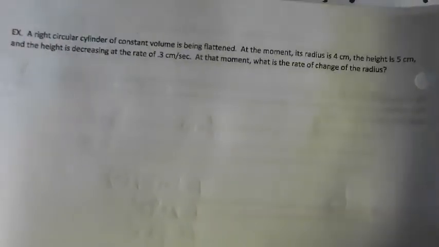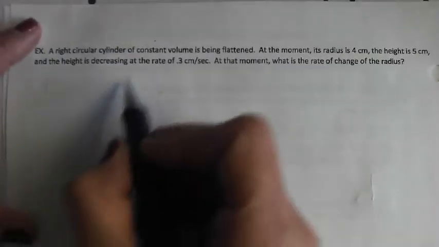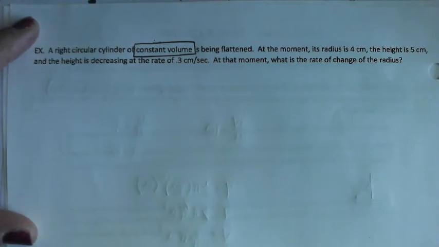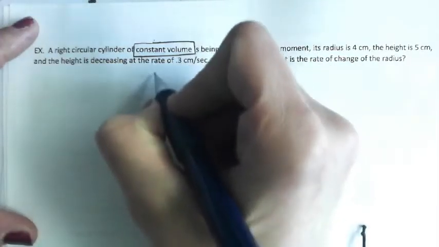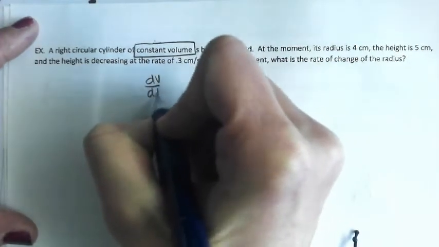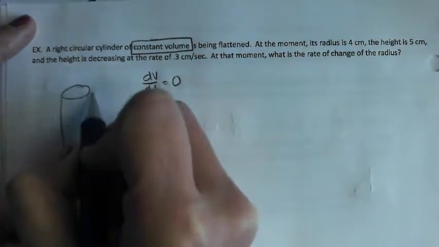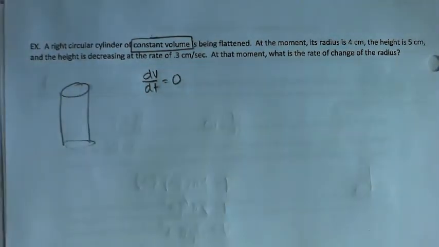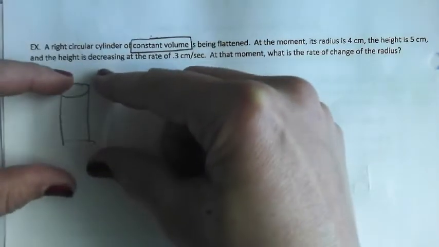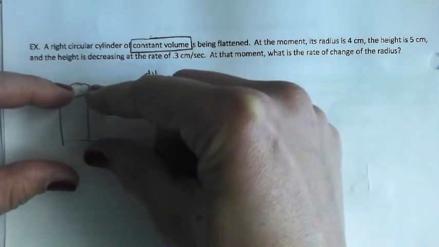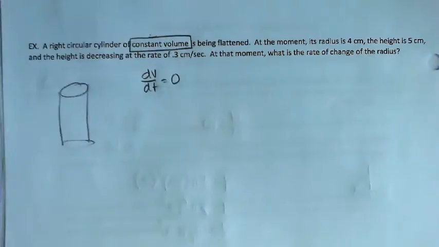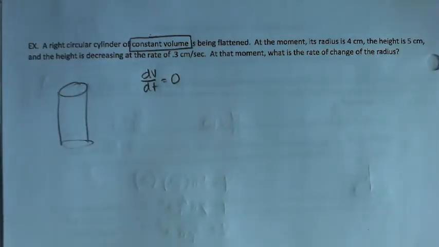All right, a cylinder of constant volume. That's important. What does that tell us about dV dt? 0. I like a picture. I'm doing that. So the volume is constant. This cylinder is being flattened. So think about that visual. If you flatten it, yet the volume has to be constant, what must be happening? It's getting wider, yes? Okay, good.